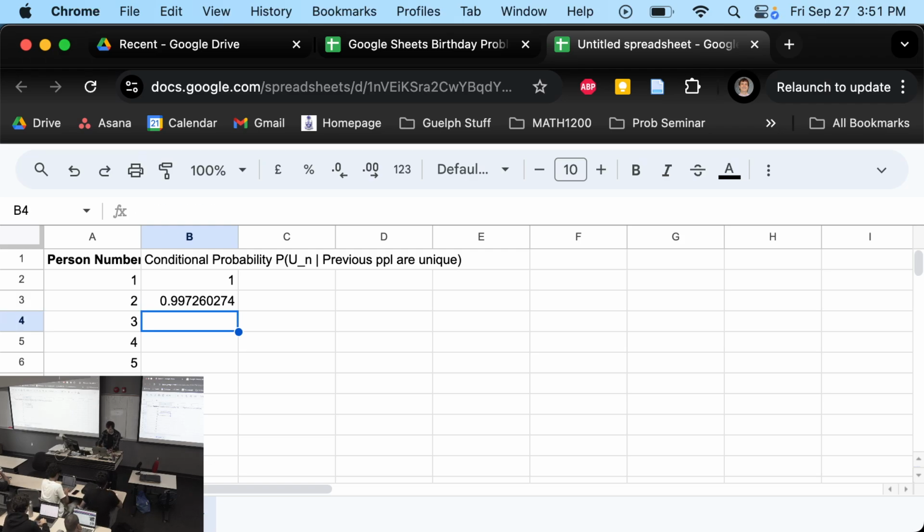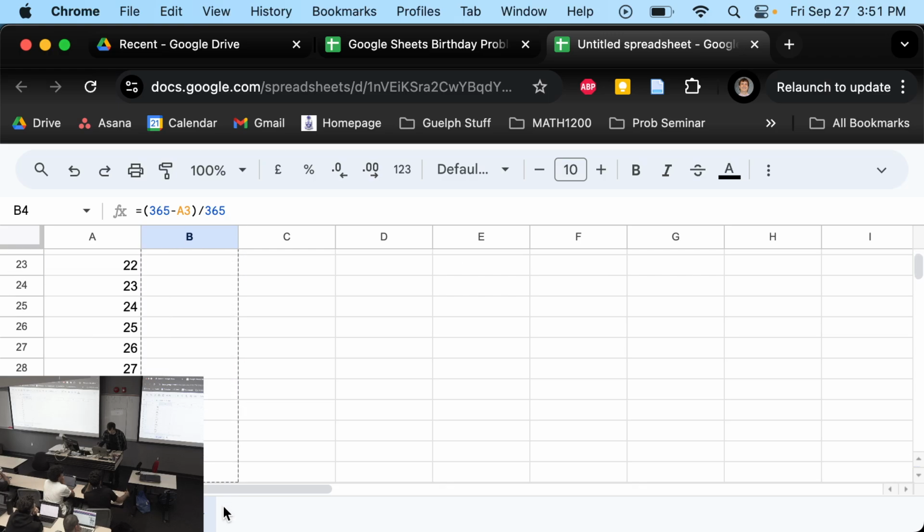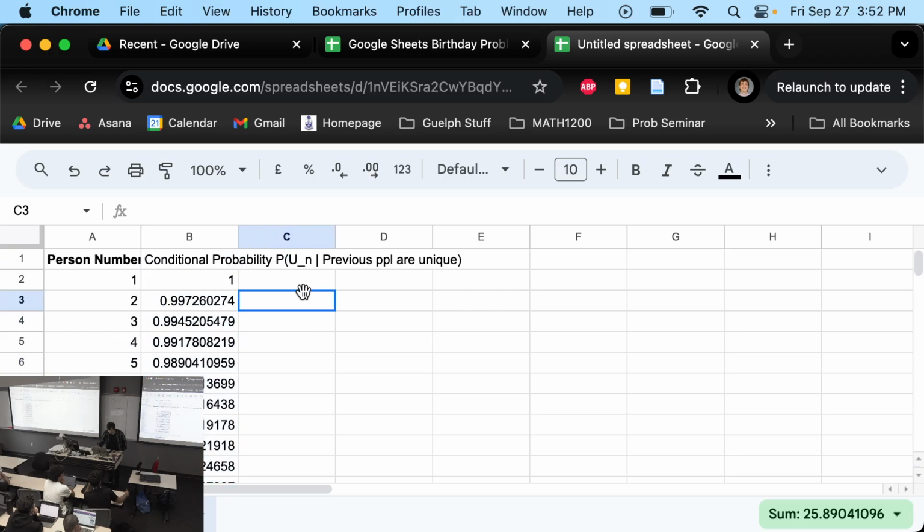How do I enter this into my spreadsheet? You put in 365 minus the number of people minus 1, divided by 365. And hopefully that's right. Did I get it wrong? You have to add 1. Okay, you know what? I'm going to do a sneaky thing and make it minus this one. Okay, there we go. The third person is 365 minus 2, and so on. So this is the formula we did before. I'm going to drag this one all the way down to my people. You guys with me so far?